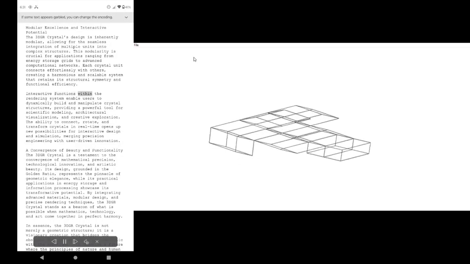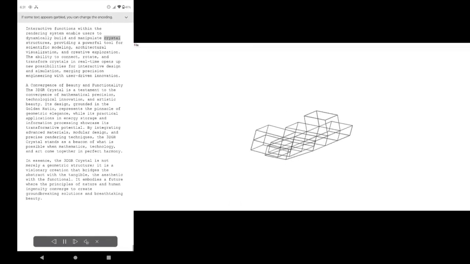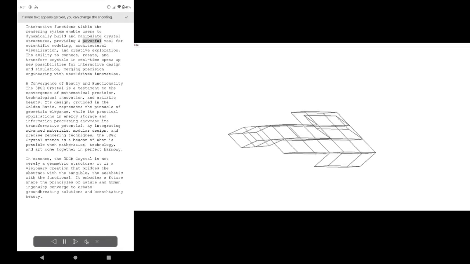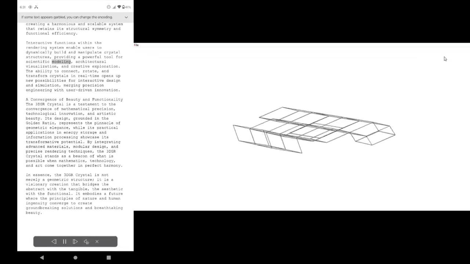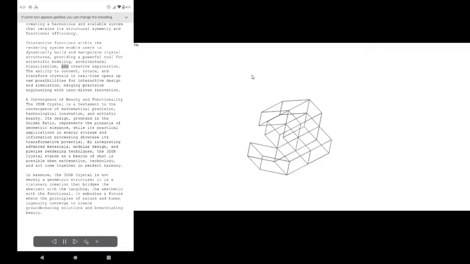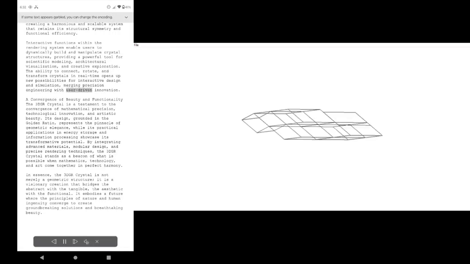Interactive functions within the rendering system enable users to dynamically build and manipulate crystal structures, providing a powerful tool for scientific modeling, architectural visualization, and creative exploration. The ability to connect, rotate, and transform crystals in real time opens up new possibilities for interactive design and simulation, merging precision engineering with user-driven innovation.